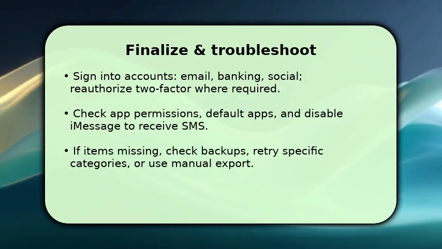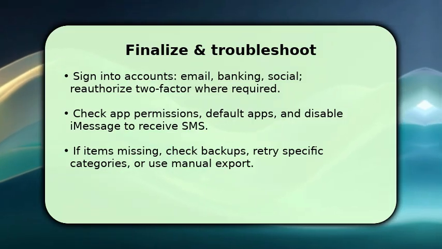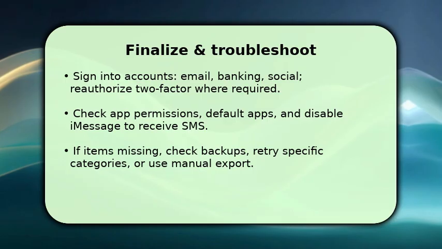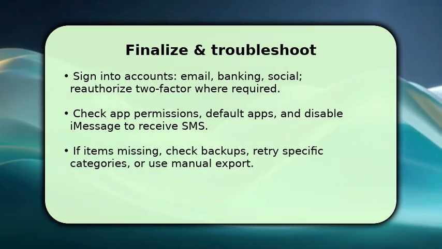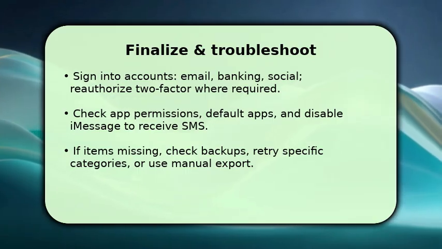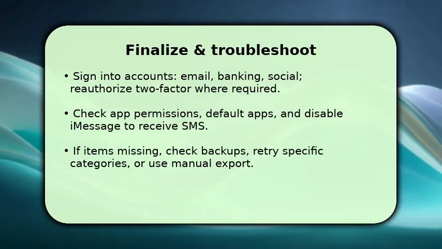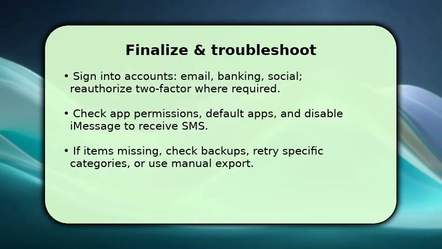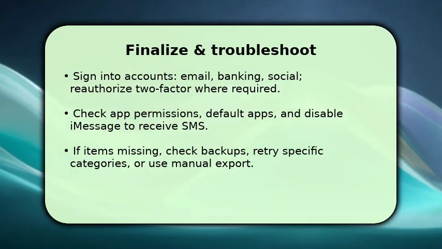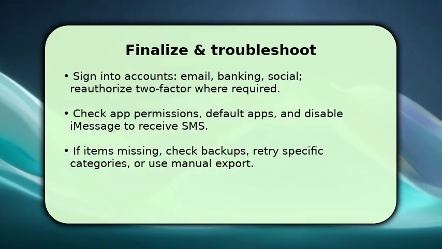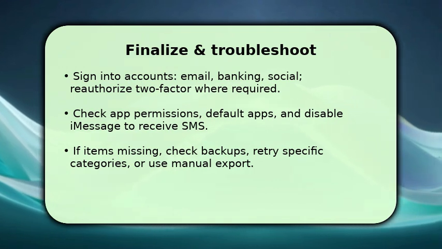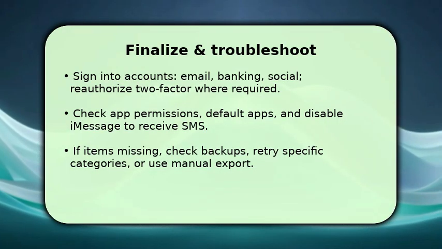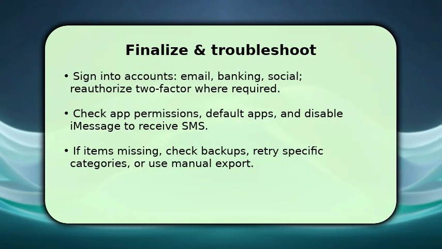This restores synced mail, calendars, and paid content access. Once done, set default apps and review permissions so notifications and data flow correctly, and be sure to turn off iMessage on your old iPhone to prevent missed SMS. If something is missing, retry the exact category from backup or export missing files manually. This single troubleshooting tip, check your original backup before repeating, fixes most transfer gaps quickly.